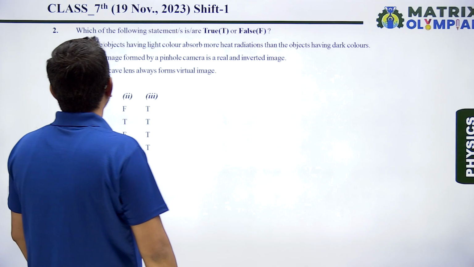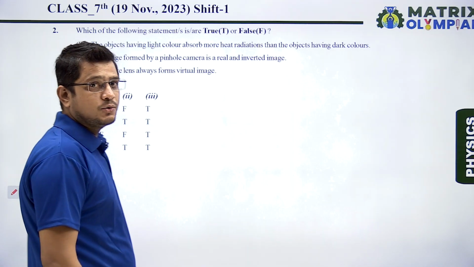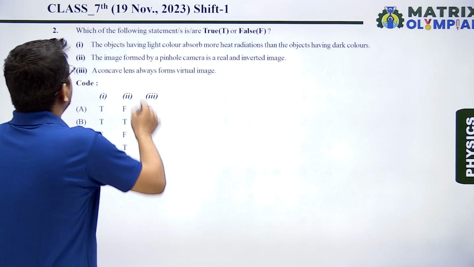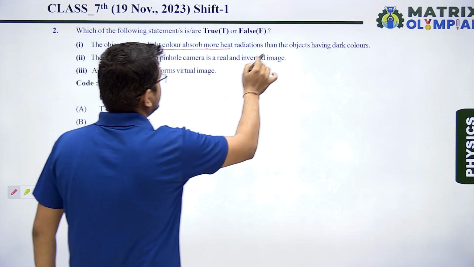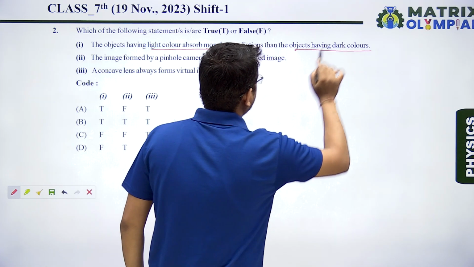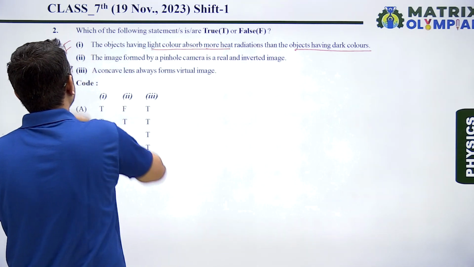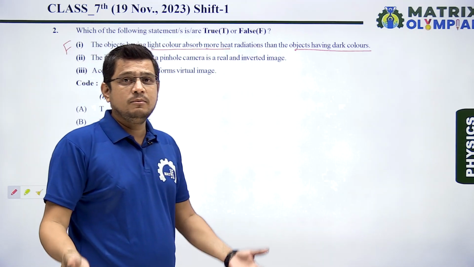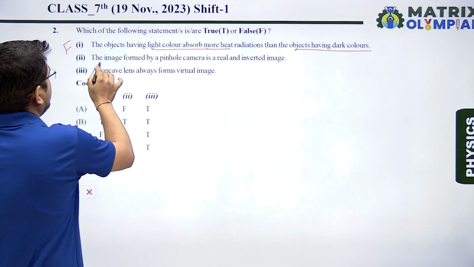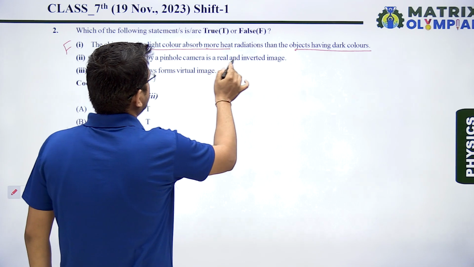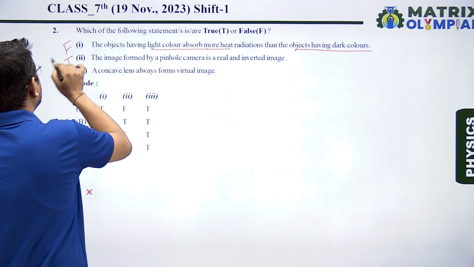Next question, we have to check which of the following statements are true and which are false. The object having light color absorb more heat radiation than the objects having dark color. This is a false statement because we know that dark color absorb more heat compared to light color. Okay. The image formed by pinhole camera is real and inverted. This is a true statement.